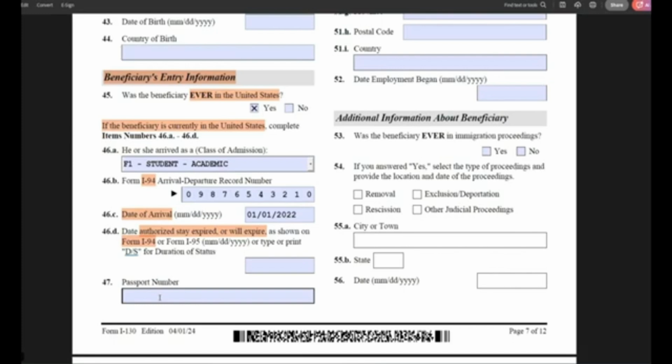If your beneficiary doesn't yet have a passport, say for example they are overseas and they will be doing consular processing, that's totally okay. You do not have to include that information on the I-130. However, keep in mind that by the time their case gets to the NVC, they should have a valid passport, because they will not be able to proceed to their green card application without inputting their passport number.